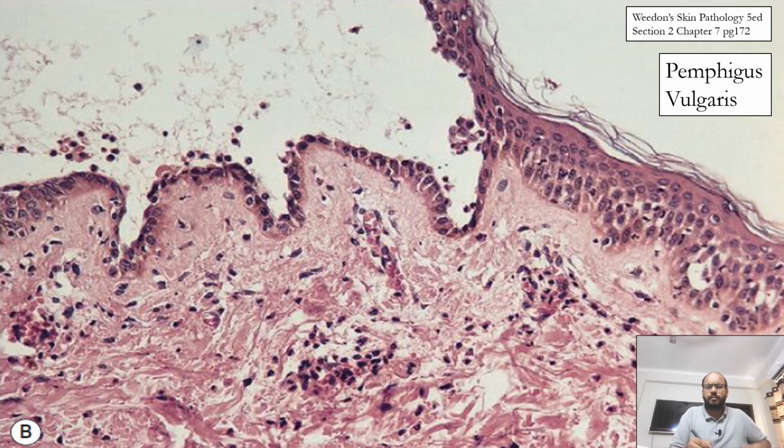Let's see the split. Now this is the same picture, but I've shifted the level here. And this large area is the split, and it is suprabasal. Can you see that the floor is made by only the basal layer? And you can have this row of tombstones appearance of the basal layer and the acantholytic cells. That is two things that you see in Pemphigus vulgaris. Clear? Let's move forward.